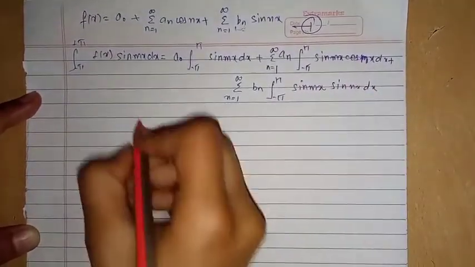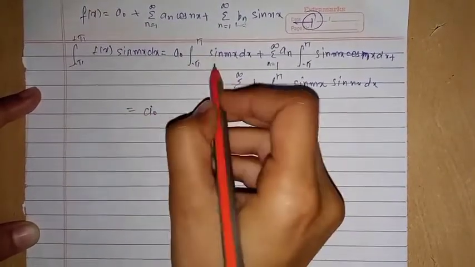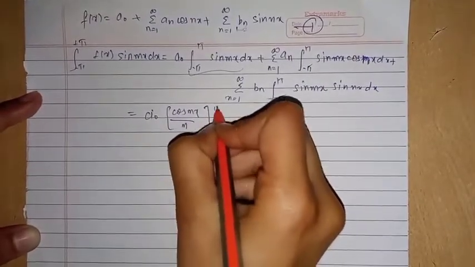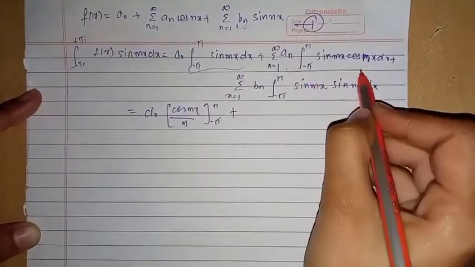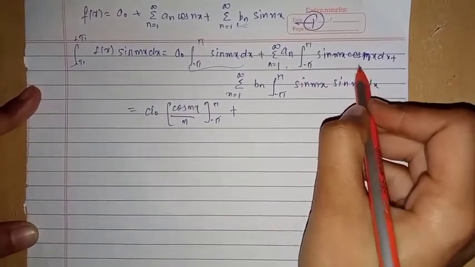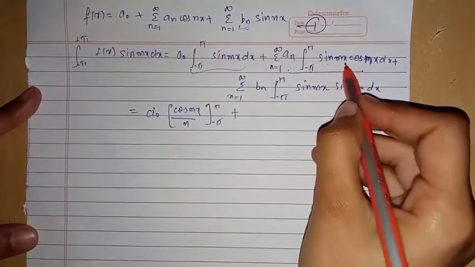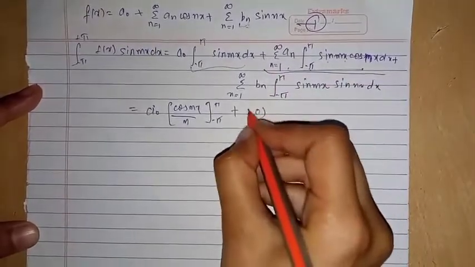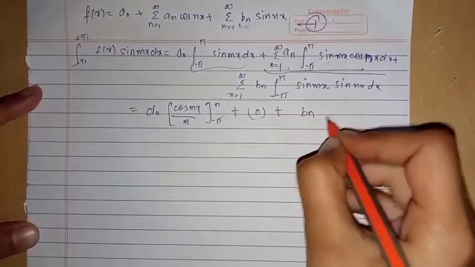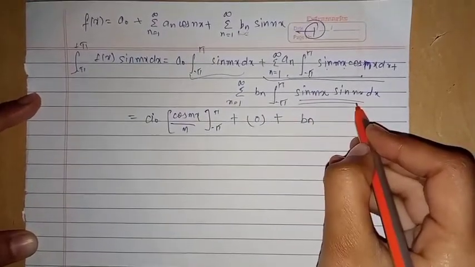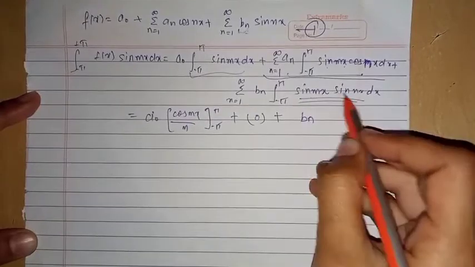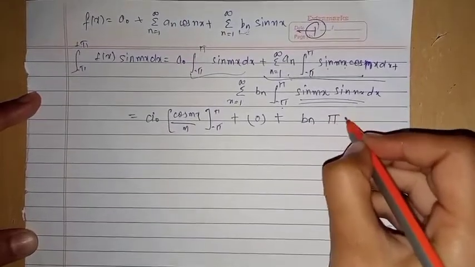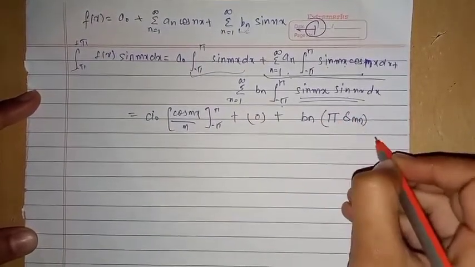Now a naught integration of sin mx will be equal to cos mx upon m, minus pi to pi, plus, here also we will use the orthogonal property, according to which the integration of sin mx cos nx from the limits minus pi to pi is equal to 0. So this whole term will be equal to 0, plus bn, and here also we will use the orthogonal property, which states that the integration of sin mx sin nx between the limits minus pi to pi is equal to pi delta mn, where m and n are not equal to 0.